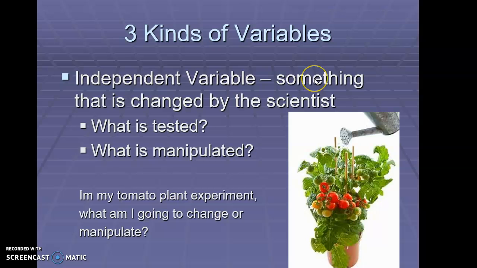The independent variable is something that is changed by the scientist. It's what is tested and what is manipulated. In my tomato plant experiment, what am I going to change here or manipulate? I'm in charge of testing this one thing. So I'm going to change it in each one of the tomato plants that I have. Any ideas?